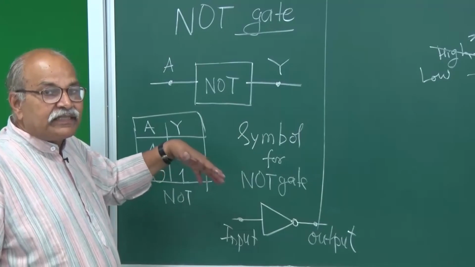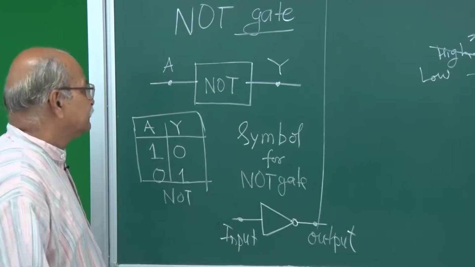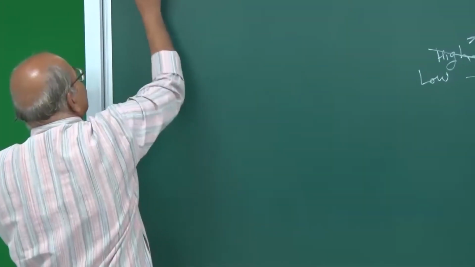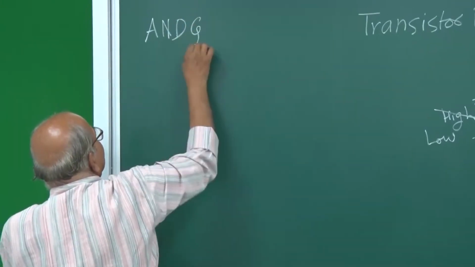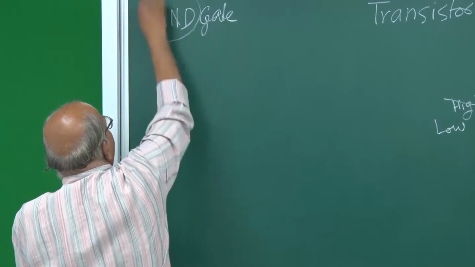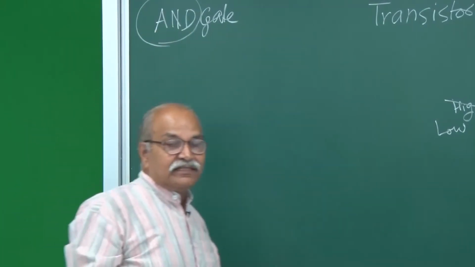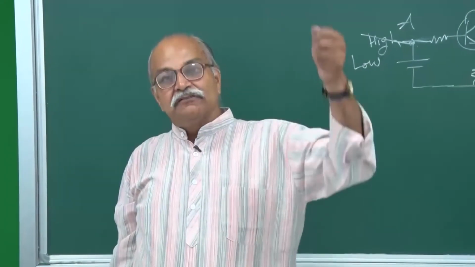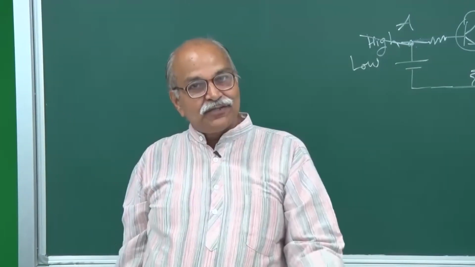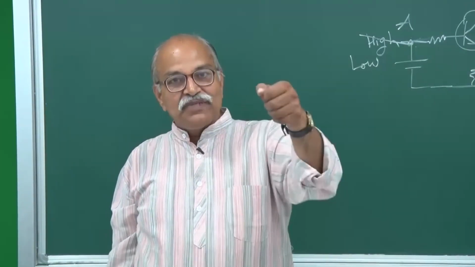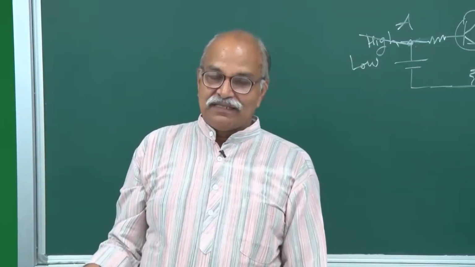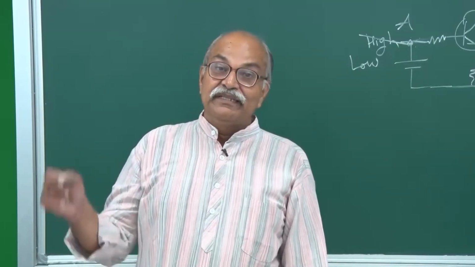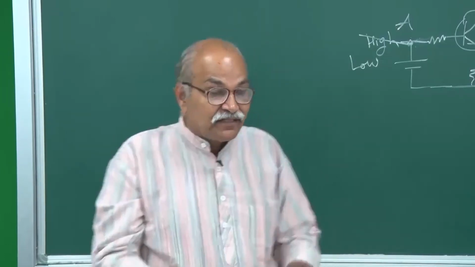Then next, let us take the AND gate. This AND tells that if all your inputs are high, if you have 2 inputs, the first input should be high and the second input should also be high. If both inputs are high, then the output is high, and if any one of them goes low, or both go low, then the output is low. That is why the name AND.